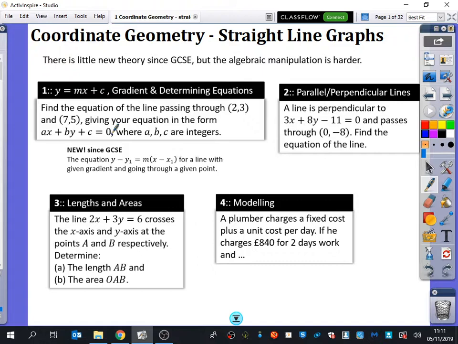Sometimes the questions will want you to write things in a particular way, where you have ax plus by plus c equals 0, where a, b, and c are integers. Nothing difficult, but just something that feels more A-level, and I just want us to be aware that that's what they're going to be asking about.